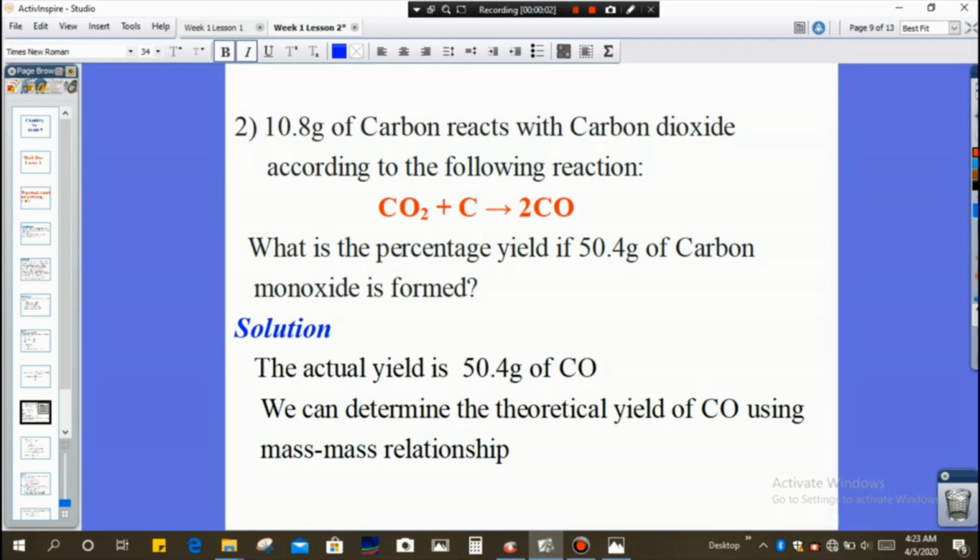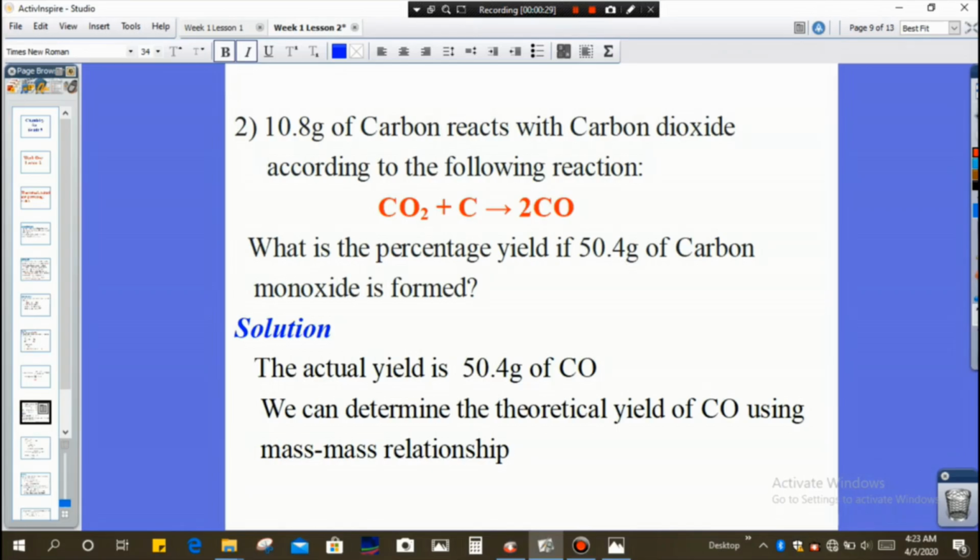The second example of this topic is: 10.8 grams of carbon reacts with carbon dioxide according to the given reaction. What is the percentage yield if 50.4 grams of carbon monoxide is formed?